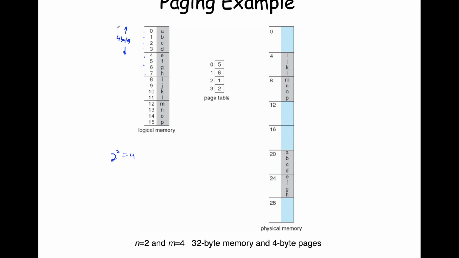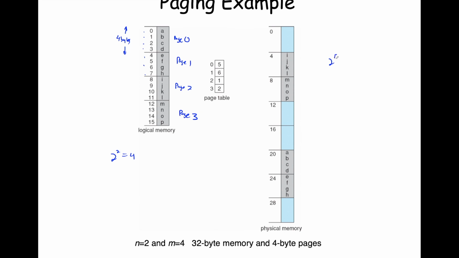And so here we have page 0, page 1, page 2, and page 3. Okay. So now our memory here, we have a 32-byte memory. 32 bytes is the same as 2 to the 5.